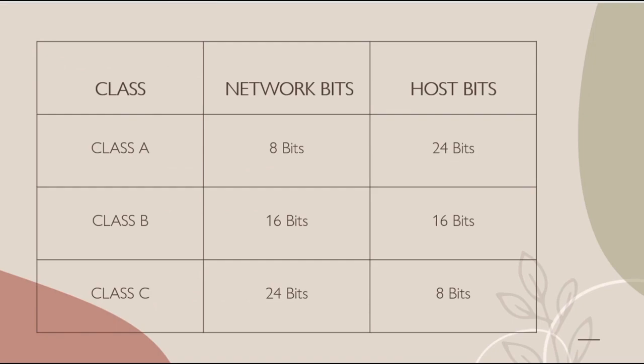And we use the first 3 classes, class A, class B and class C only, and all these classes have private IPs. Each class has two parts: one is the network portion and the other one is the host portion. Class A contains 8 bits for the network portion and 24 bits for the host portion. Class B contains 16 bits for the network portion and 16 bits for the host portion. Class C contains 24 bits for the network portion and 8 bits for the host portion.